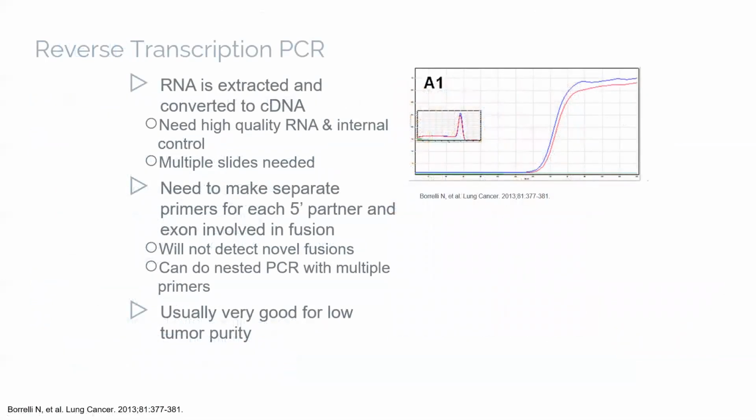This is an example of reverse transcription PCR, in which RNA is extracted and converted to a cDNA library. Good quality RNA is needed along with an internal control, and several slides are needed for extraction unless nested RT-PCR is performed. And it's very possible here to detect RET fusions even if tumor purity is very low. So that's another good aspect of this particular assay.